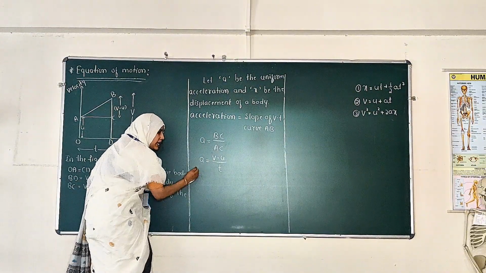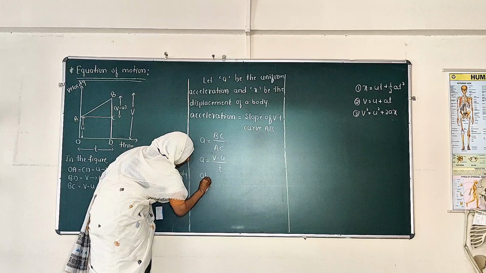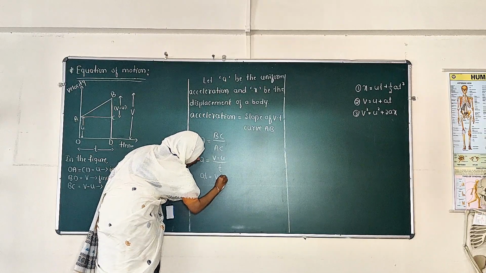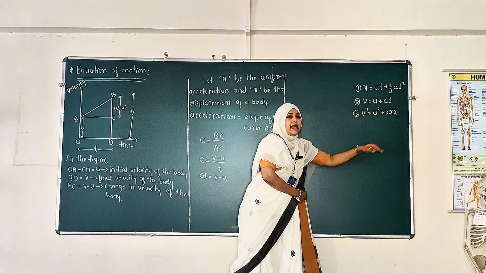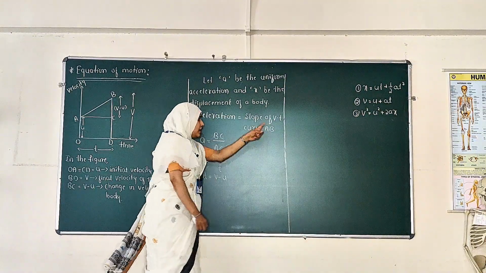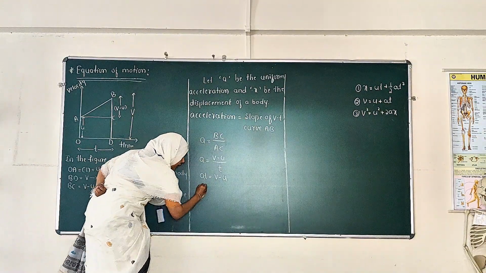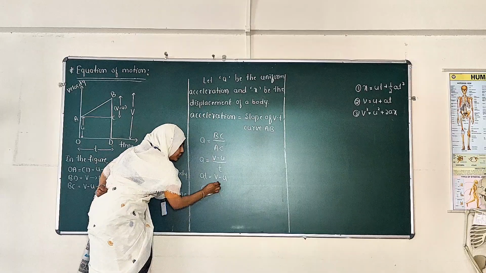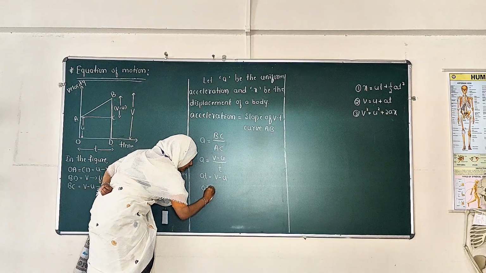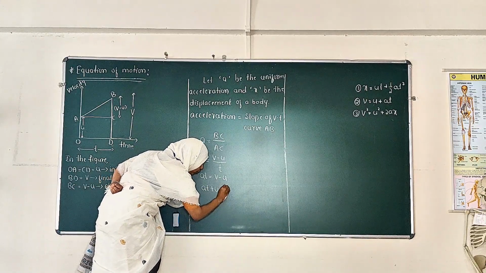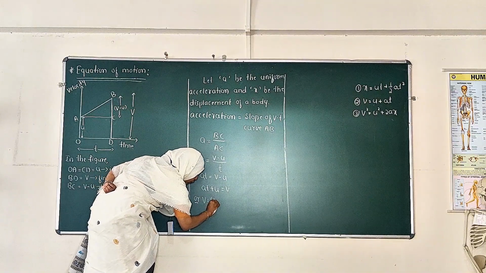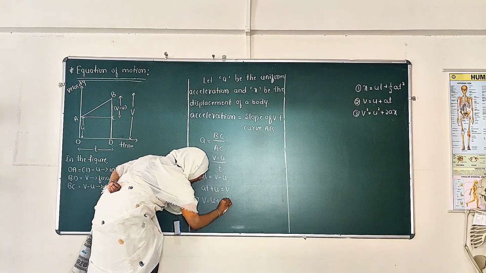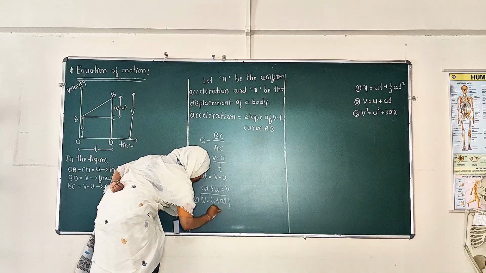Then shift T to the LHS. Then it is AT is equal to V minus U. What equation do we want? V is equal to U plus AT. Then arrange this in the same form. AT written as it is. Shift minus U to the LHS. It is plus U, which is equal to V. Or we may write V is equal to U plus AT. This is the second equation of motion which we want.